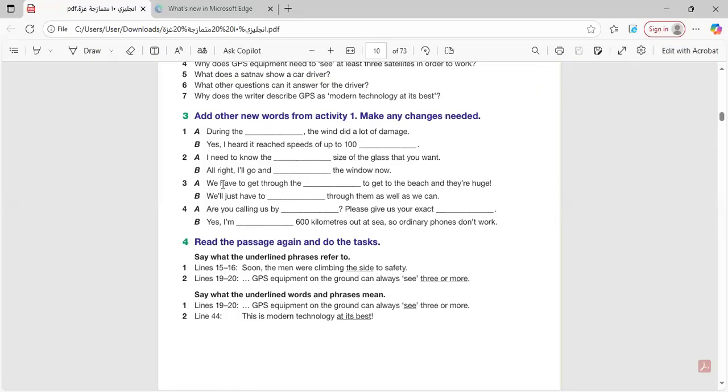Number 3: we have to get through the GPS to get to the beach, and they are huge. We will just have to orbit through them as well as we can. Number 4: are you calling us by satellite phone? Please give us your exact position, or exact point. Exact point.